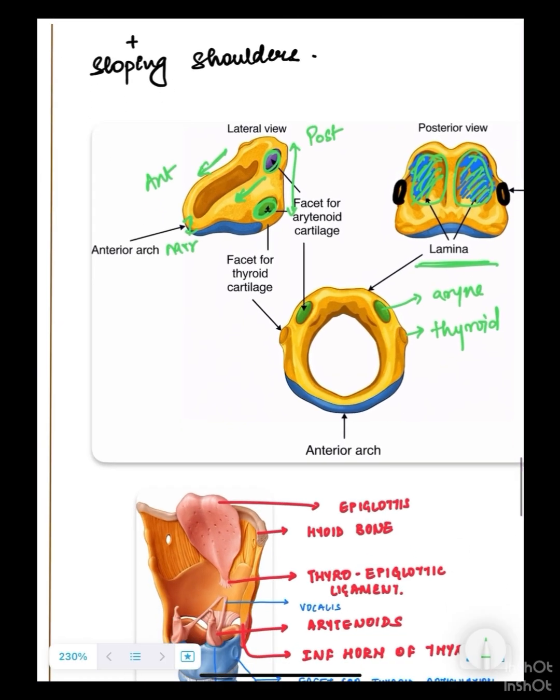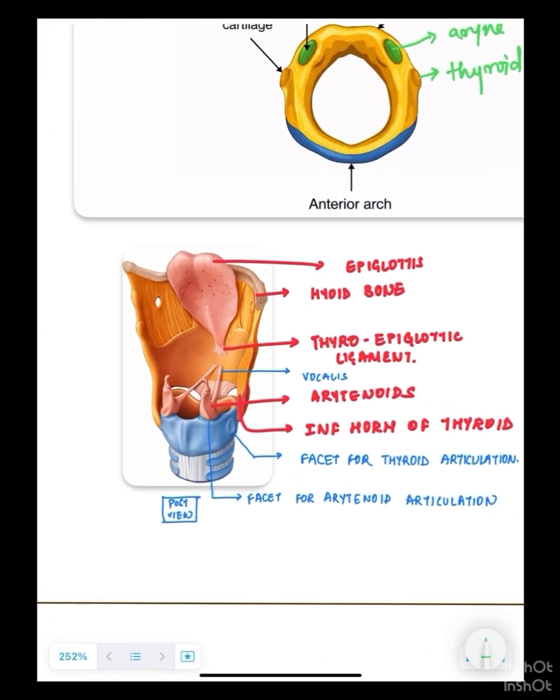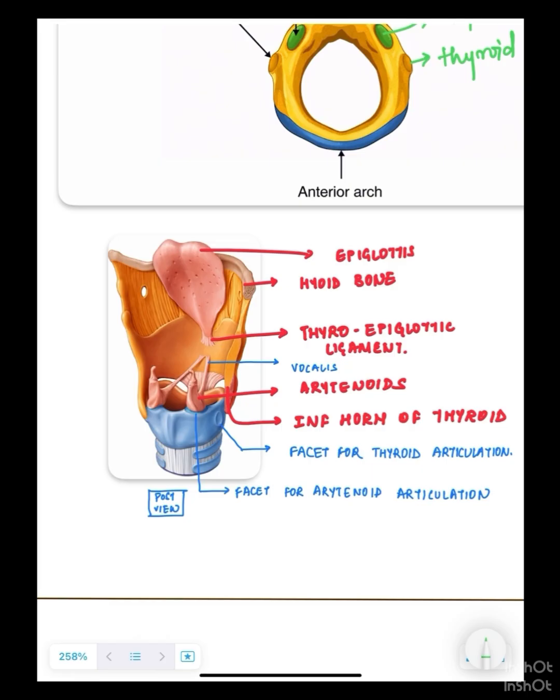Okay, still if the orientation is not coming, let's look at this picture. Okay, this is a very beautiful picture. Just to know about the articulation, how does cricoid articulate with arytenoid and thyroid? So let's focus on cricoid. You can see this bluish thing is cricoid over here.